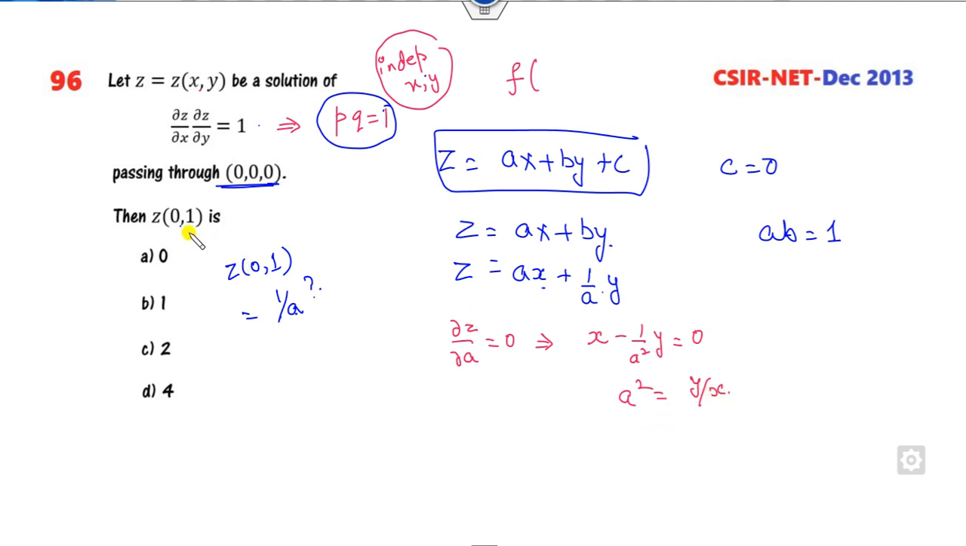So at the point 0 comma 1, what is the value of this? 1 by 0, so a will be infinity. So what is the value of this? 1 over infinity is 0, which is the right answer.